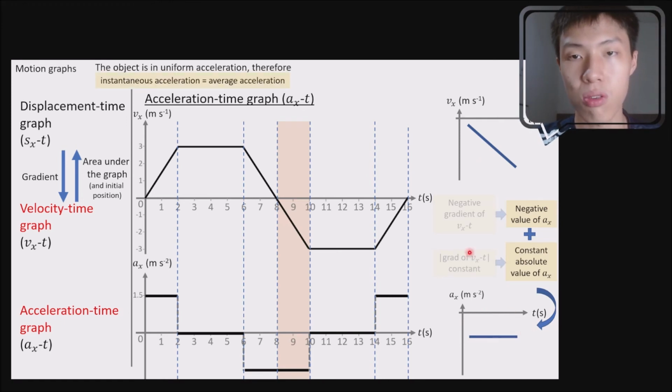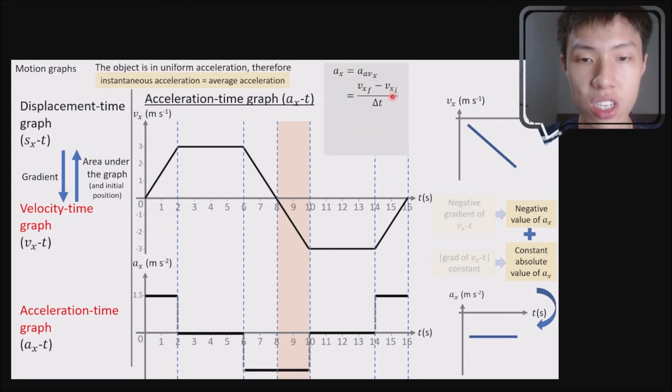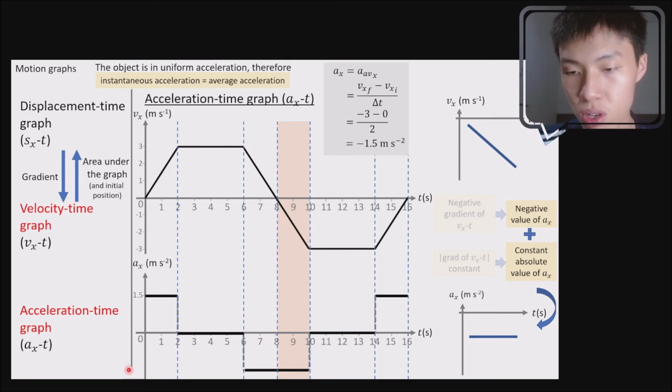Again, what do we need to plot? We need to determine the value over here. To determine the value, again, it's final minus initial. Final is negative 3. Initial is 0. So negative 3 minus 0 divided by 2, then you get negative 1.5. This is the same as the 1.5 we determined for the previous section. So here we should label negative 1.5.